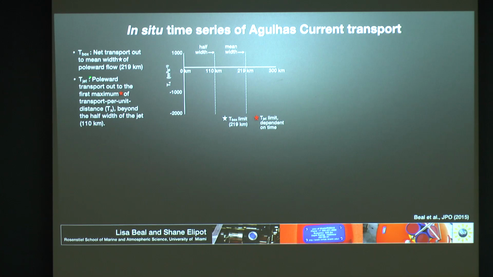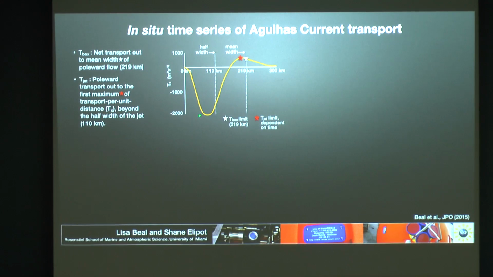So what we did was we defined T-jet as the poleward transport out to the first maximum of the transport per unit distance beyond the half width of the jet. Right? That's a bit of a mouthful, so I tried to draw up this to help. So for example, T-box is out to the silver star and T-jet is out to the red star.